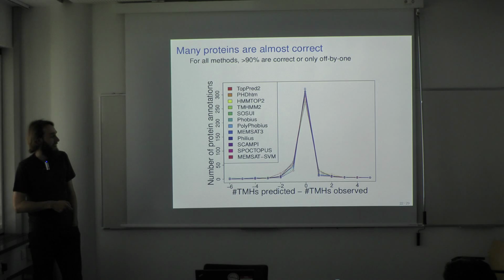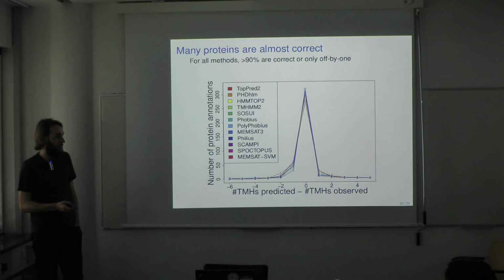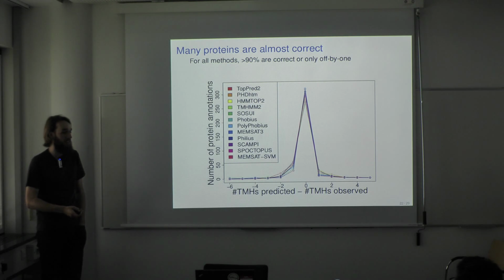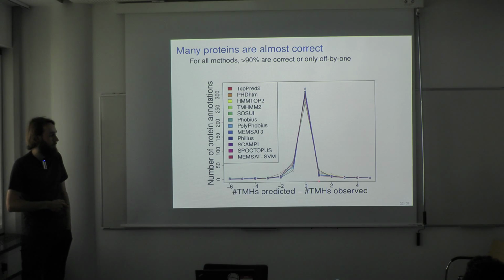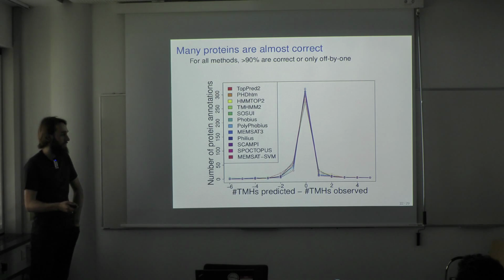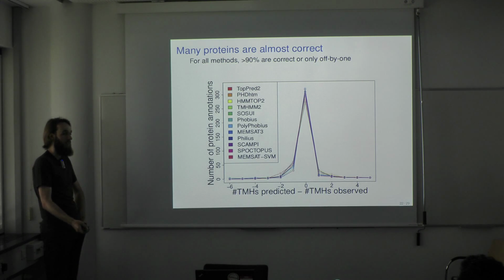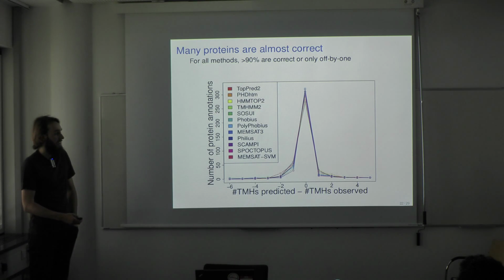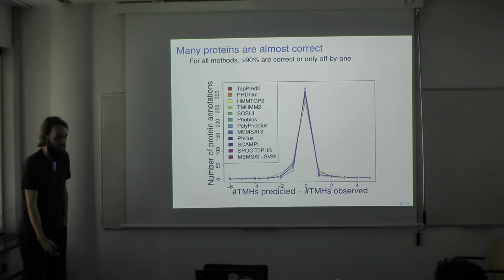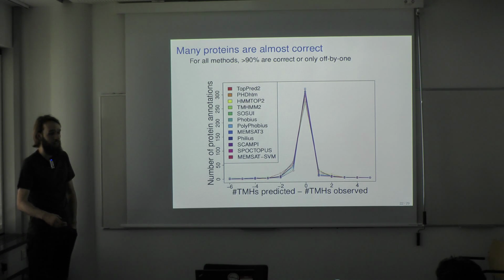And as you can see, actually most of them are at 0. So a lot of the time the methods get the number of helices correct. And if you take just minus and plus 1 into account, these parts here, then actually for every method this is more than 90% of the data. For most of them even more than 95% of the data. So in a way, quite often it's just one helix that's breaking it, or the location is wrong.